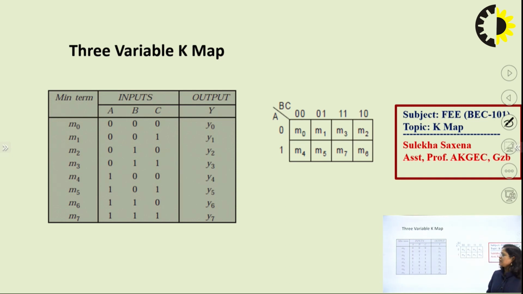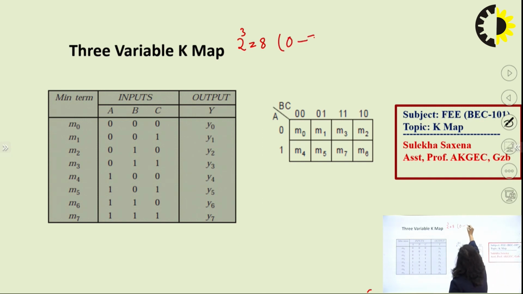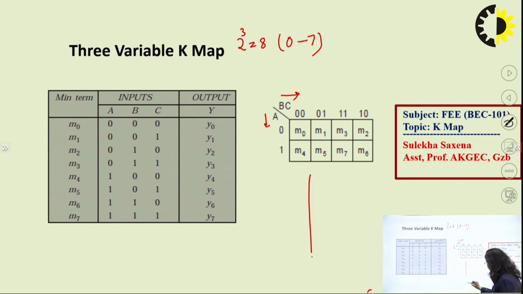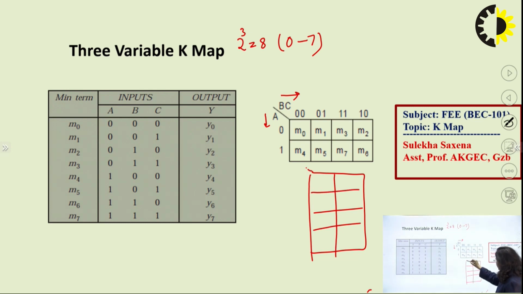Moving towards the 3 variable KMap, for a 3 variable expression, the maximum is 2 to the power 3, that is 8, that is the value goes from 0 to 7. So the min terms are M0, M1 up to M7, and for these min terms the output will be Y0 to Y7. So we take one variable on the left side and 2 on the top side, or vice versa. We can also take 2 variables on the left side and 1 on the top side. Anything can work for the same.